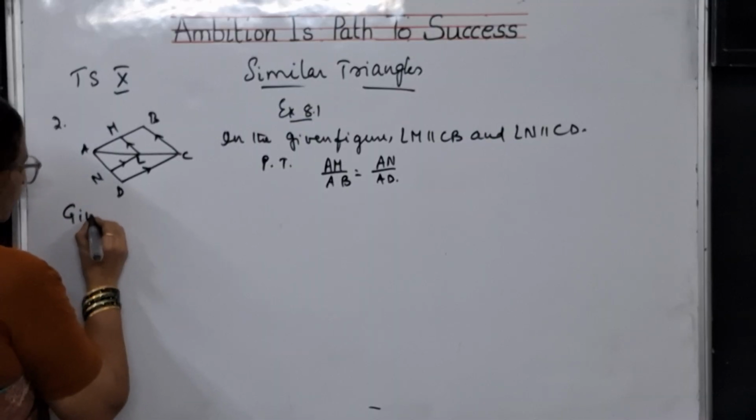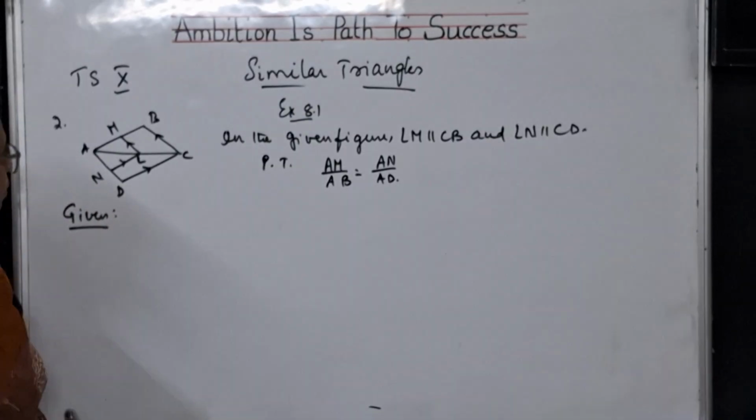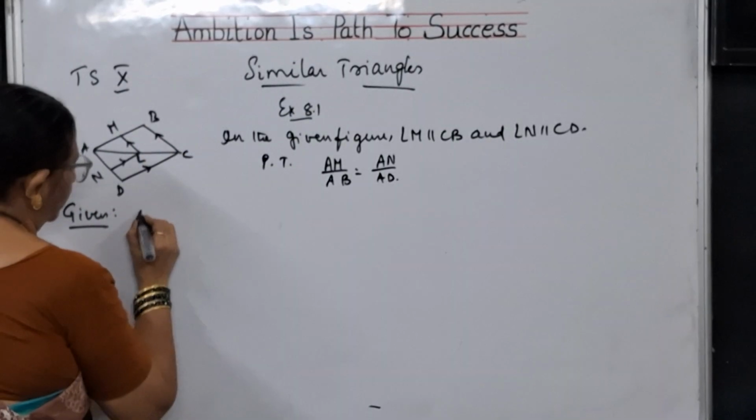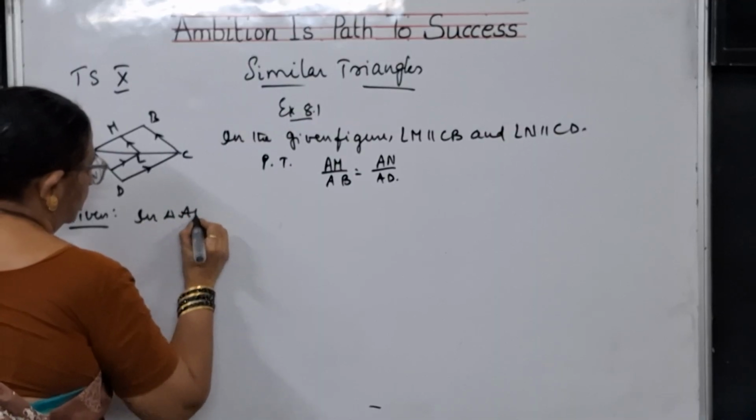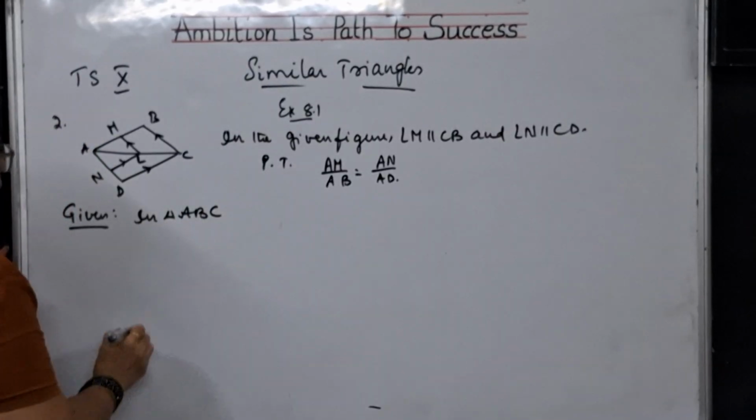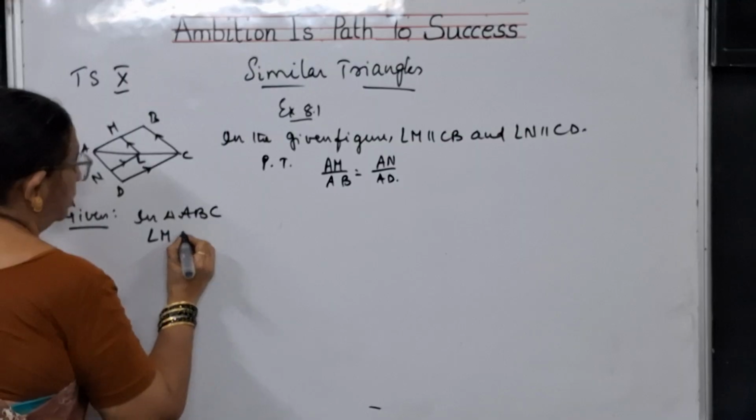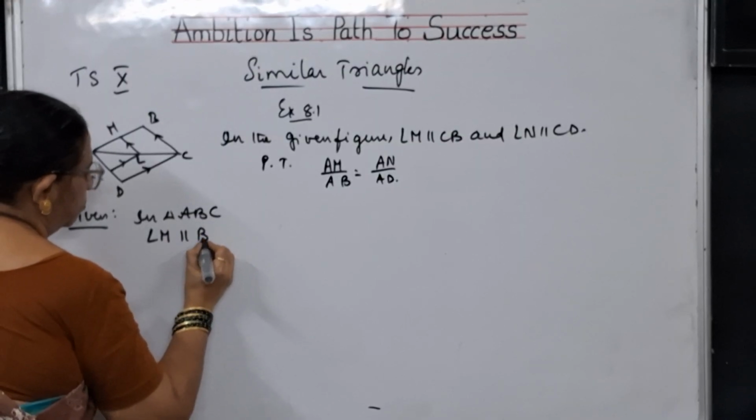So, what is given to us? Let us first take triangle ABC. In triangle ABC, LM is parallel to BC.